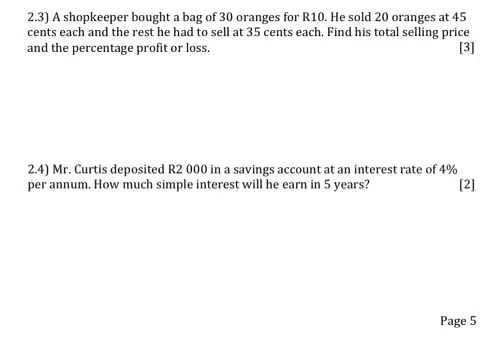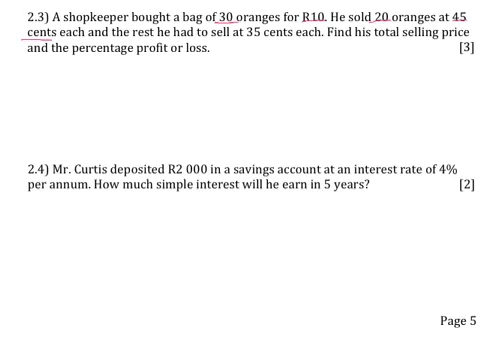On to question 2.3. It's another word problem. A shopkeeper, I'm going to underline as I go along, bought a bag of 30 oranges. So 30 oranges, and that's for 10 Rand. So 30 oranges for 10 Rand. And he sold 20 oranges at 45 cents. So I'm going to underline those words.